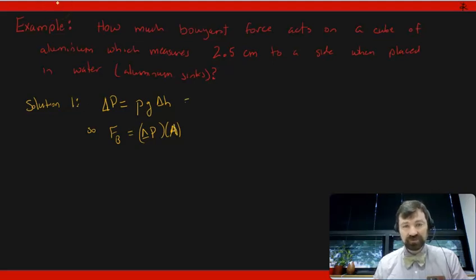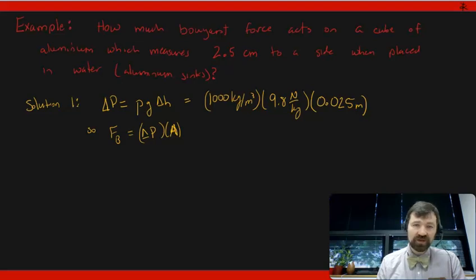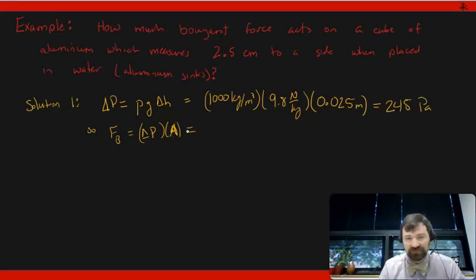So if you wanted to plug numbers in, the pressure difference, you're in water. Water has a density of 1,000 kilograms per cubic meter. The free fall acceleration obviously is 9.8 newtons per kilogram. And then the delta H is 2.5 centimeters, so that's 0.025 meters. You basically multiply these numbers together to get the pressure difference between top and bottom. That gives you 245 pascals.